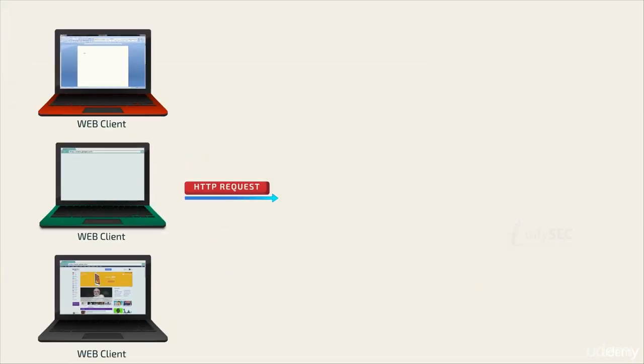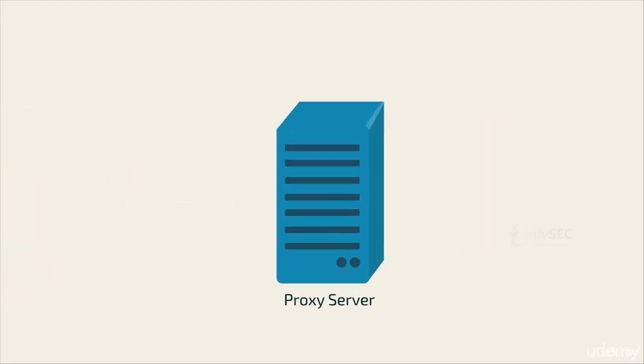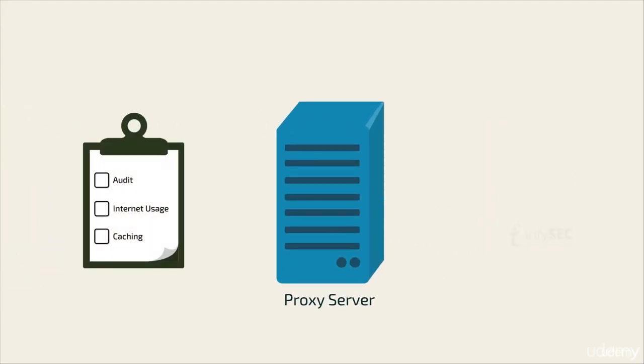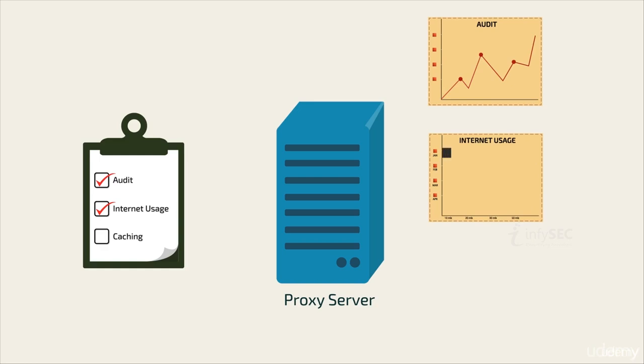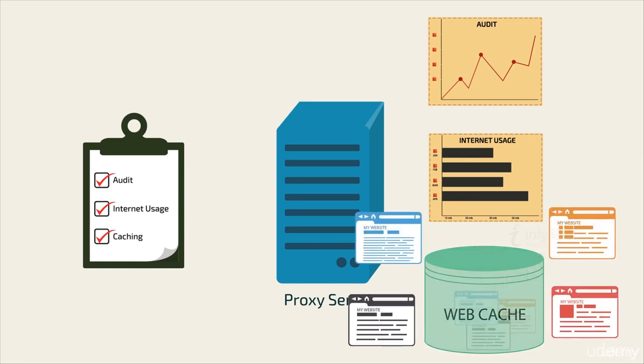This HTTP request is then passed on to the router, from where it is routed to a proxy server. If set, the proxy server acts as a mediator between the client and the server to serve the following purposes: audit, for maintenance of network logs; internet usage, to report effective utilization of bandwidth; and caching, for speedy retrieval of the web pages.